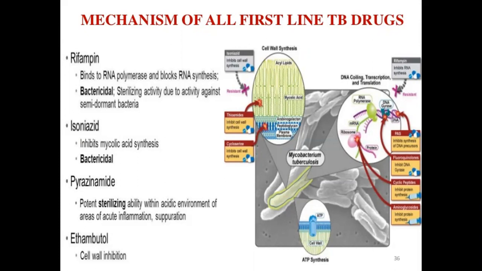So what is the mechanism of action? The most plausible mechanism of action of isoniazid is inhibition of synthesis of mycolic acids. So it inhibits mycolic acid synthesis. Mycolic acids are unique fatty acid components of the mycobacterial cell wall.